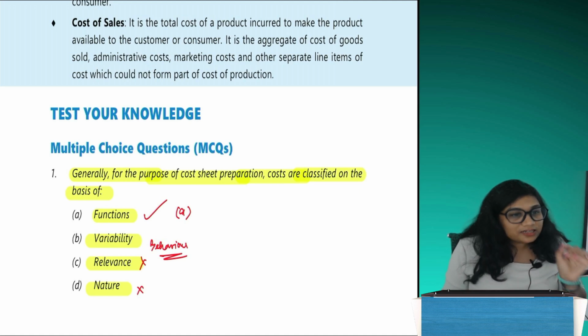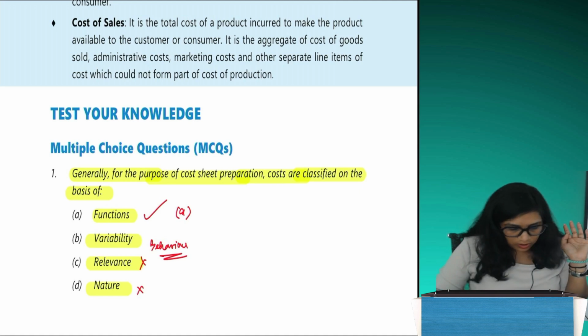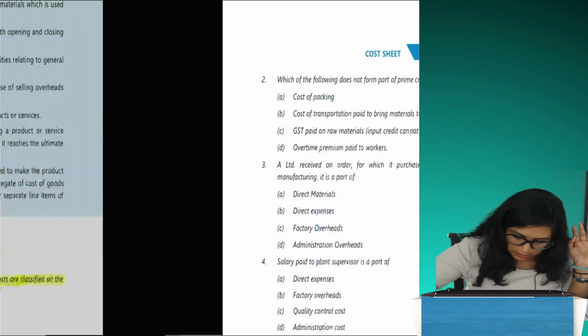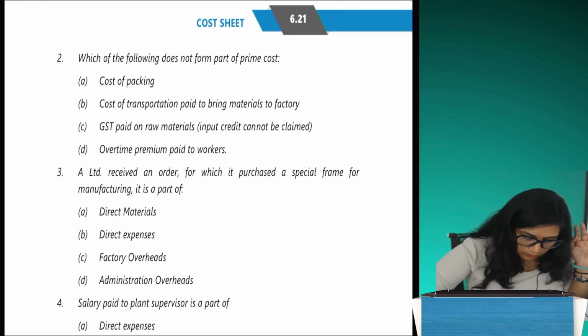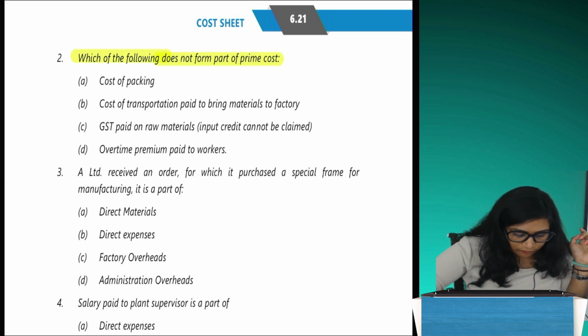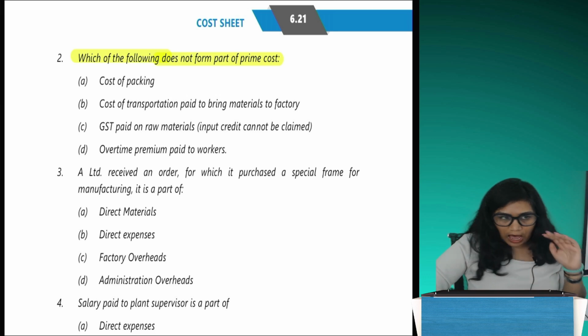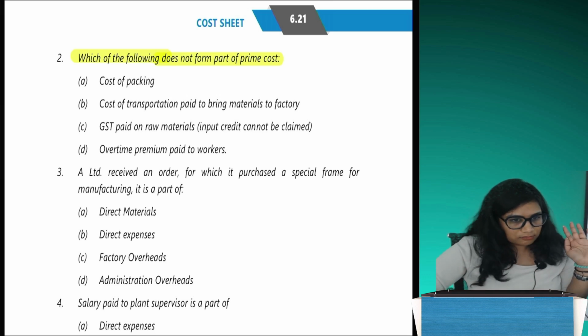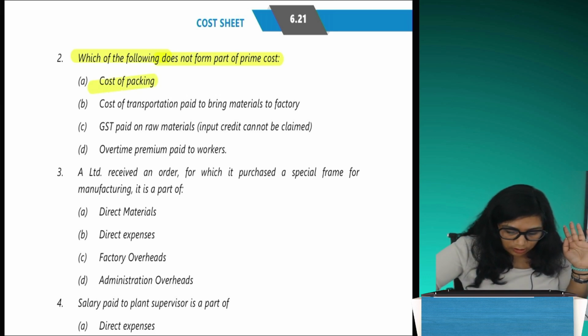Next, second one, which of the following does not form part of prime cost? So we have cost of packing, cost of transportation paid to bring materials to factory, GST paid on raw materials for which input credit cannot be claimed, overtime premium paid to workers. Now tell me, you are saying the answer is cost of packing. Why? What happens to cost of transportation paid?